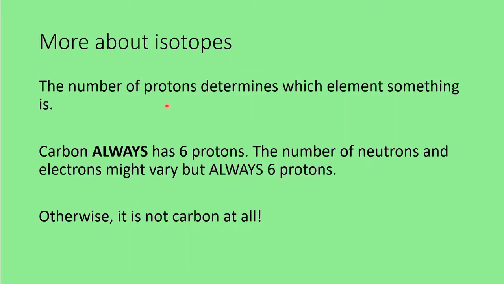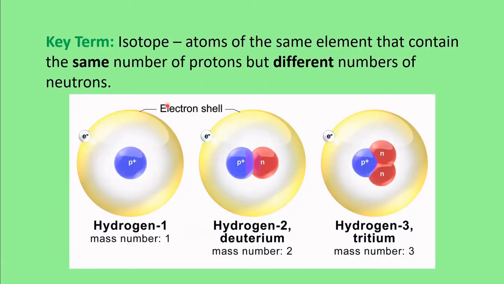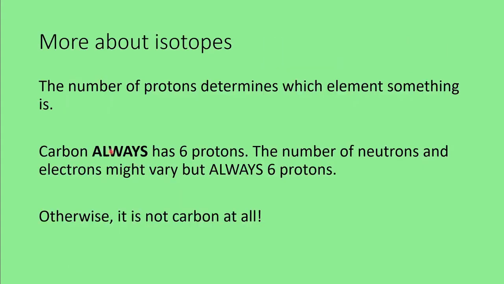Now the number of protons always tells you what element something is. So here, if it's got 1 proton, it's always hydrogen. If it's got 2, it's always helium, 3, lithium, and so on. So carbon always has 6 protons. The number of neutrons might change, the number of electrons might change, but always 6 protons. If it doesn't have 6 protons, not carbon.